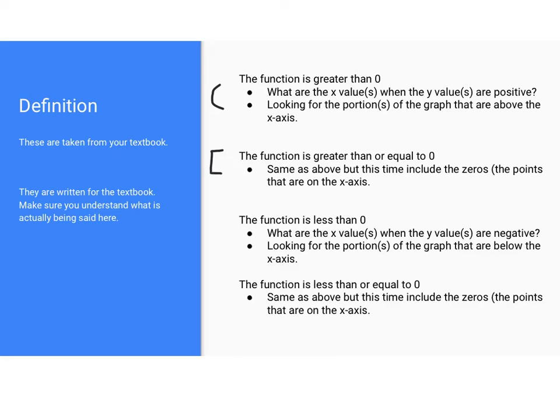Again, now we're looking for what are the x values when the y values are negative. We're looking for the portion or portions of the graph that are below the x-axis. And again, when we add less than or equal to 0, we're doing the same as above, but this time we are including those points. Again, the big difference, we're going from parentheses to brackets as we include the zeros.